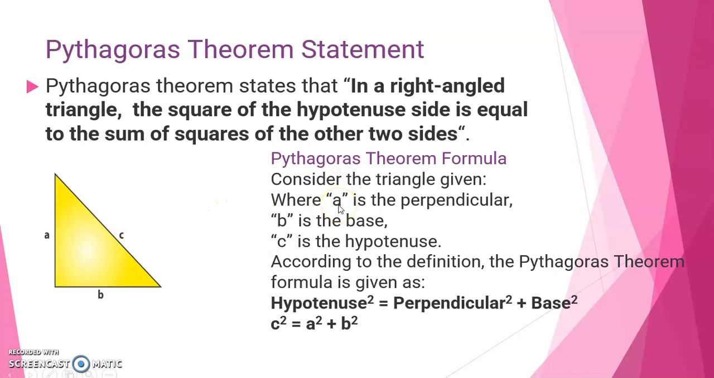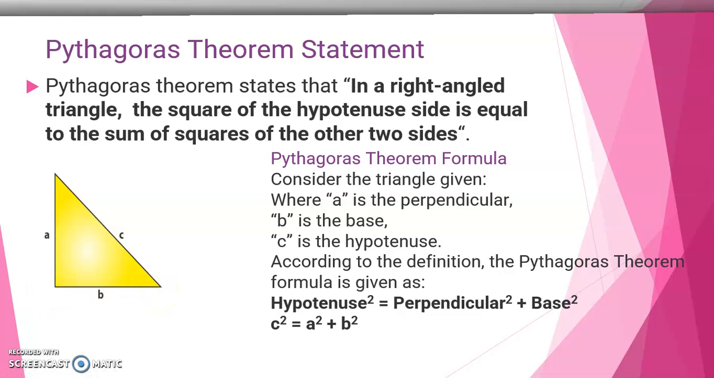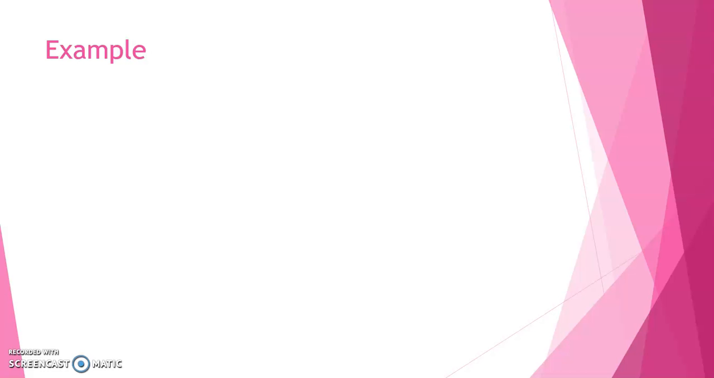In this statement, A is the perpendicular, B is the base, and C, being the longest side, is the hypotenuse. According to this theorem, hypotenuse squared is equal to perpendicular squared plus base squared, which is C squared equals A squared plus B squared. Now let's look at some examples.